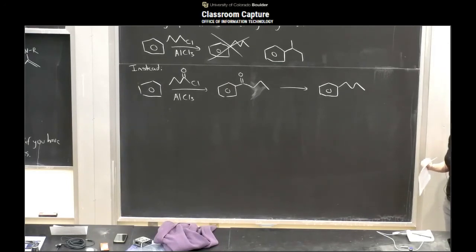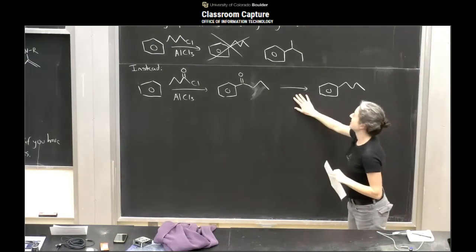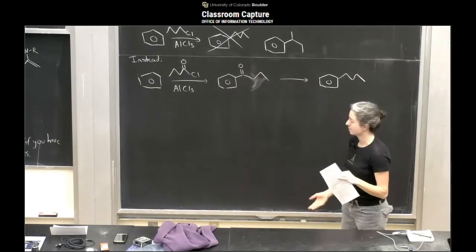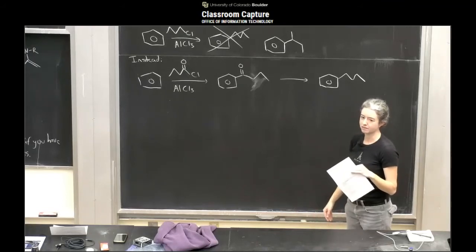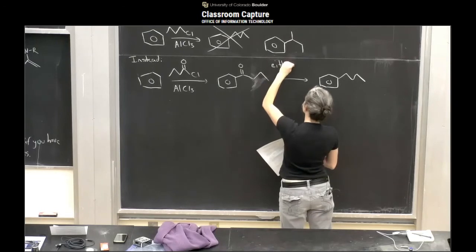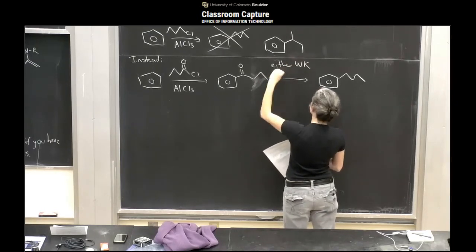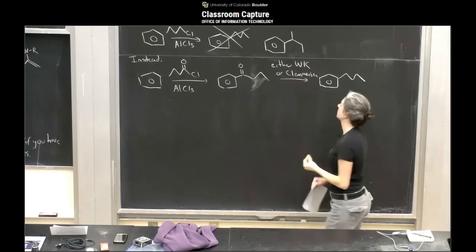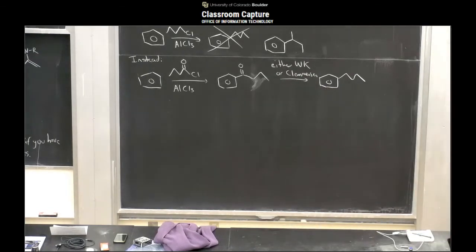So should I use Wolff-Kishner or Clemmensen or either in this reaction? Either, yeah. Because there's nothing else in this molecule that's going to get messed up by either of those conditions. Either acid or base is totally fine here. So either Wolff-Kishner or Clemmensen in this case would be totally A-okay.